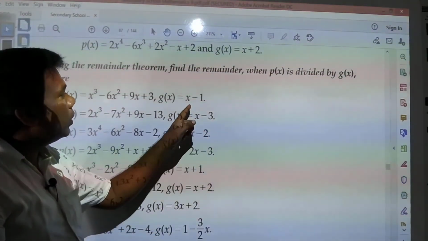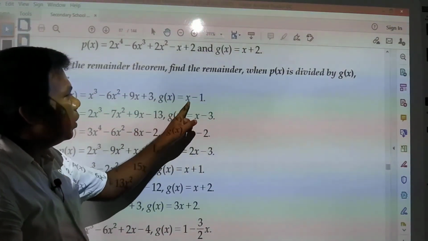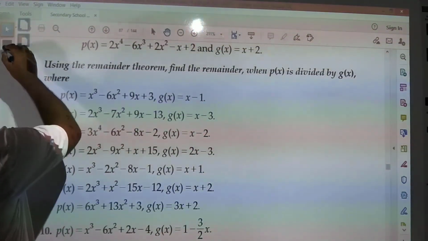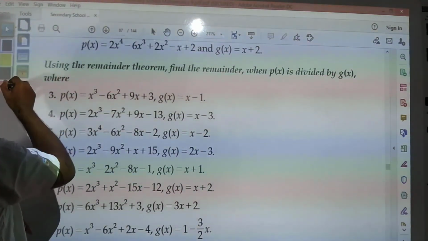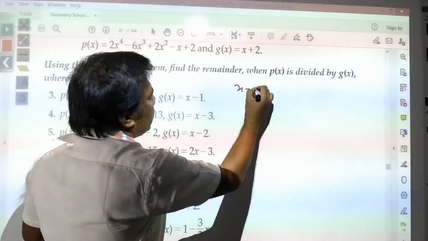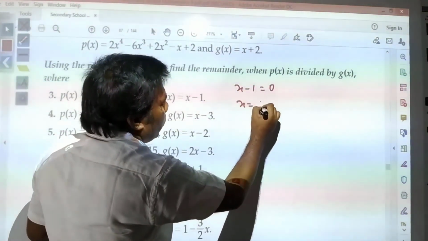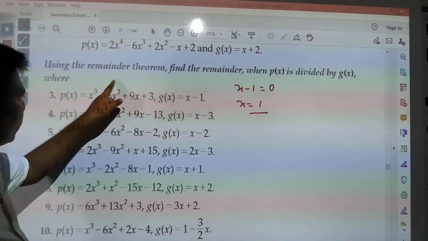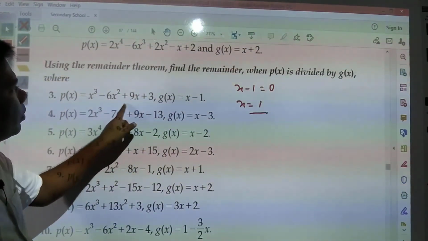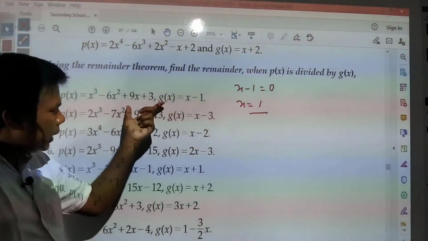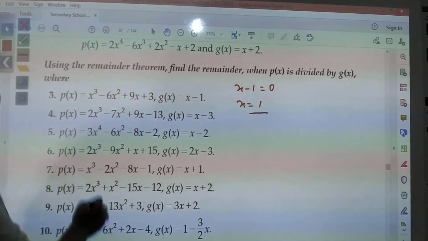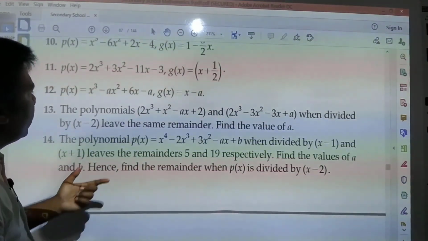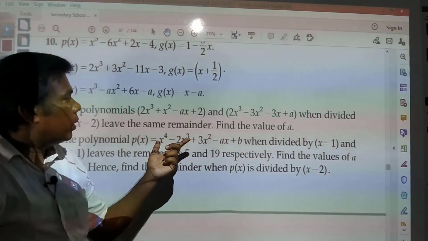How it is to be done, you see, x minus 1 you have. So gx is equal to x minus 1, you need to find out the value of x first. So x minus 1 is equal to 0, so x is equal to 1. Now you need to put the value of x in the given expression, and whatever value will come, that will be your answer. So in this way all these questions you will be able to solve. This is so easy. So try to solve this question for future, you will have benefit.